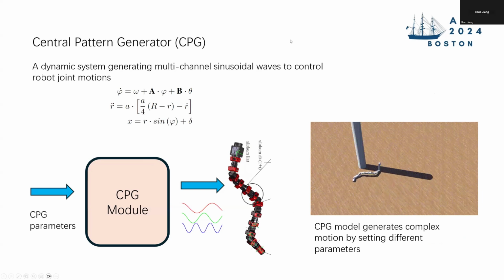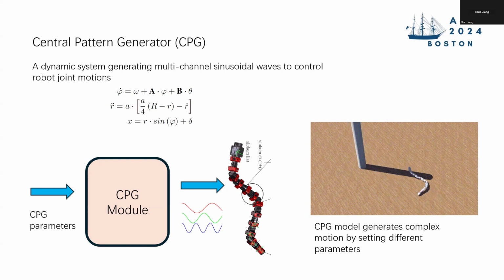The control schema we adopted to control the robot is called central pattern generator, a dynamic system that generates multi-channel sinusoidal waves to control the robot joint motion. You can find the CPG model diagram at the bottom. By setting the CPG parameters, the model can generate multiple channels of sinusoidal waves corresponding to the 11 joints of the robot.